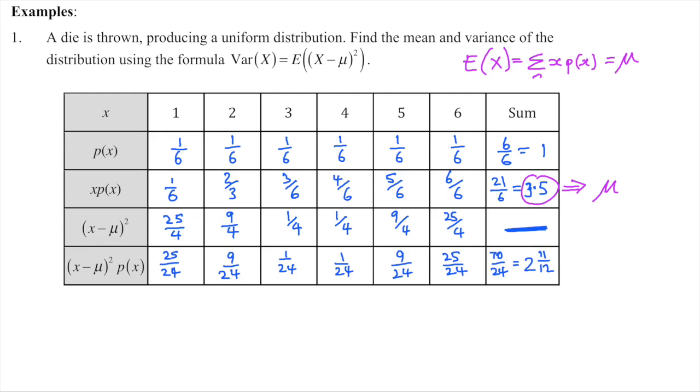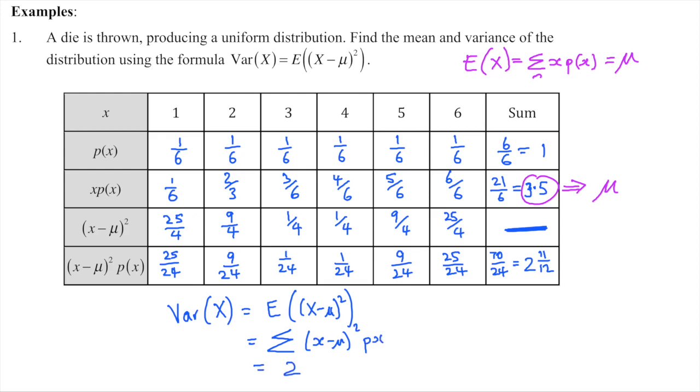Now the question says, find the variance of that. Well, we know that the variance of x equals the expected value of x minus mu squared, which equals the sum of the x minus mu squared times p of x row, which is 2 and 11 twelfths. So that is your variance there. Let's go to the next one.